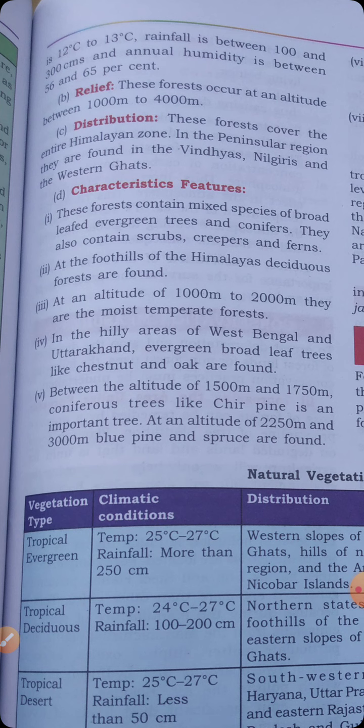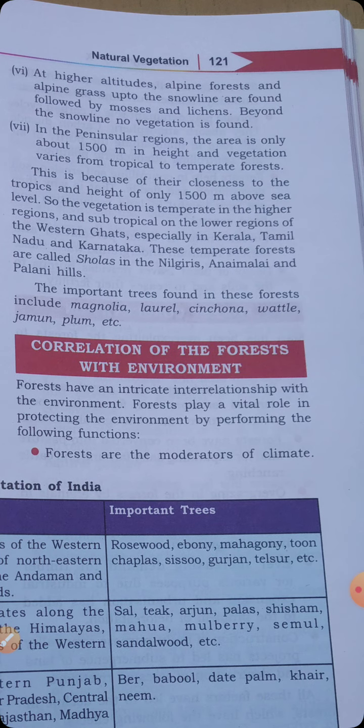In the hilly areas of West Bengal and Uttarakhand, evergreen broadleaf trees like chestnut and oak are found. Between the altitude of 1500 meters and 1750 meters, coniferous trees like chir pine are important. At an altitude of 2250 meters and 3000 meters, blue pine and spruce are found. At a higher altitude, alpine forest and alpine grass up to the snow line are found, followed by mosses and lichens. Beyond the snow line, no vegetation is found.